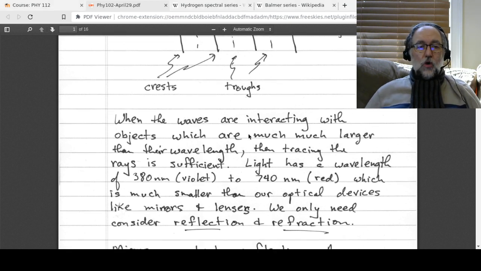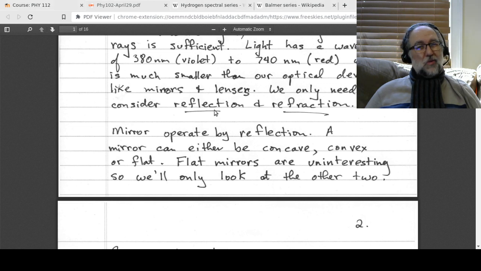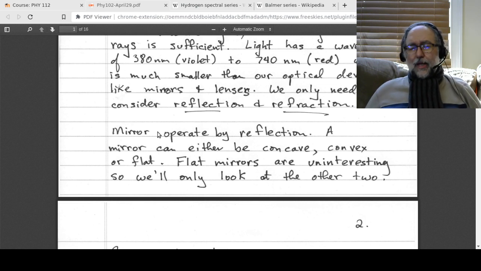All right. So we're basically going to study ray optics, and in ray optics, we really only have to worry about reflection and refraction. So the two optical devices that we can make using reflection and refraction are, for reflection, a mirror, and for refraction, a lens. We're going to study lenses in more detail, because they're a little bit more interesting, but let me just introduce the mirrors. Mirrors, like I just said, basically operate by reflection.